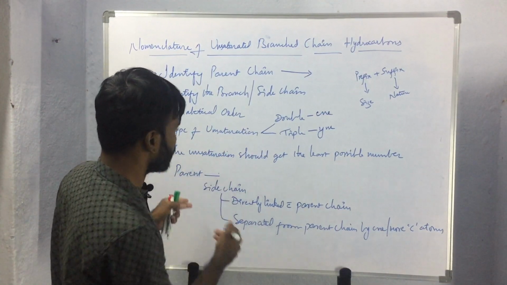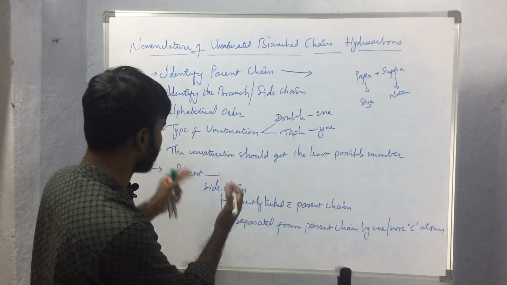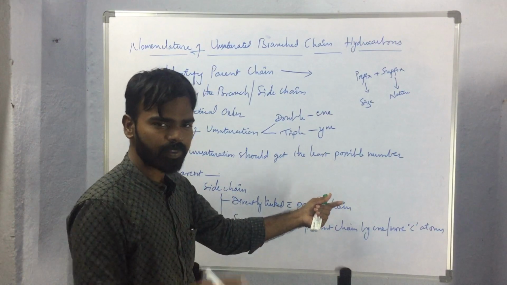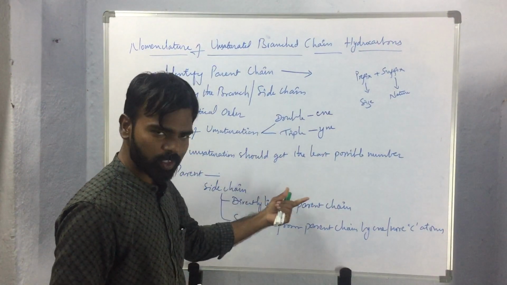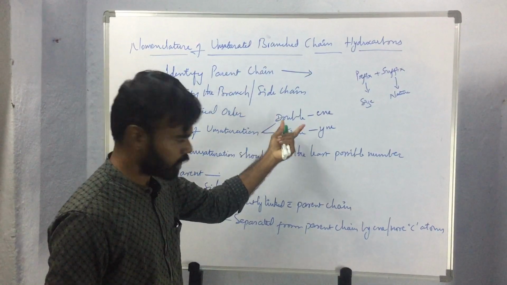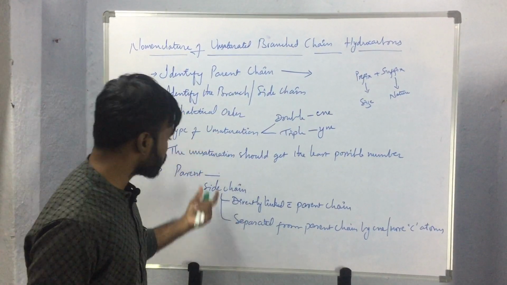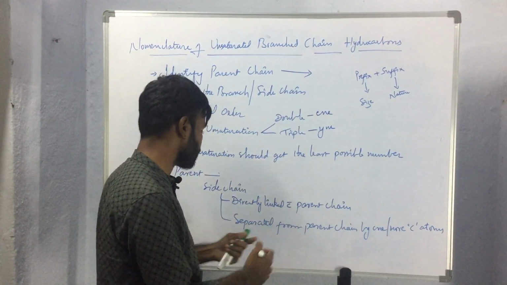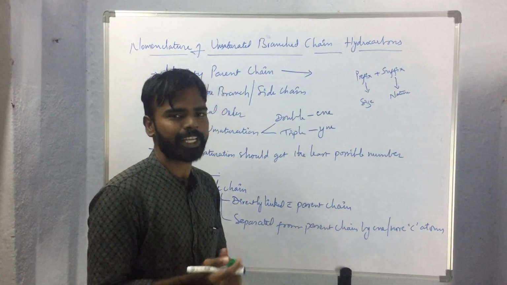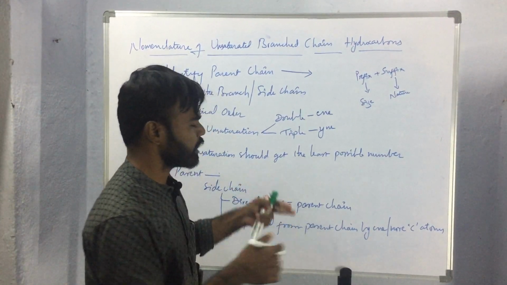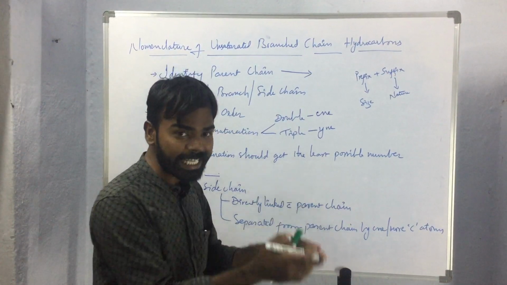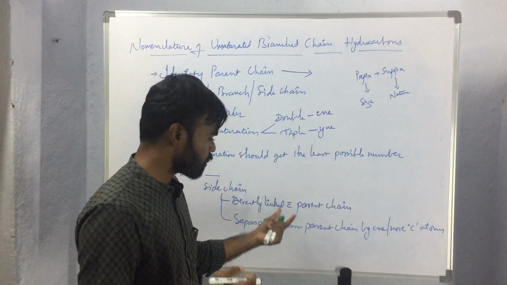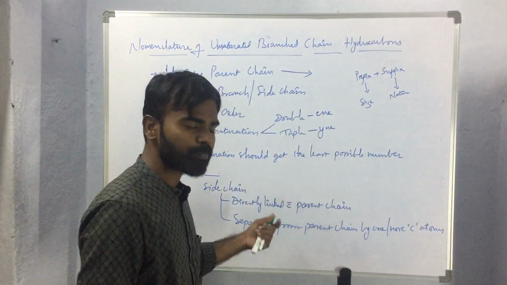Then after that, we have to give numbering. While numbering, the unsaturation should get the least possible number. That means the carbon atom having unsaturation should get the least possible number, not the carbon atom that is having the side chain. Then we have to check whether the unsaturation is present in the parent chain or in the side chain. If the unsaturation is present in the parent chain, there won't be any problem. Just like we give names to the respective alkenes or alkynes, in the same way we will give the name, and the name of the branch will be added as the prefix.